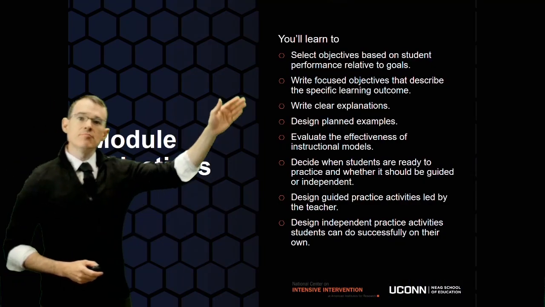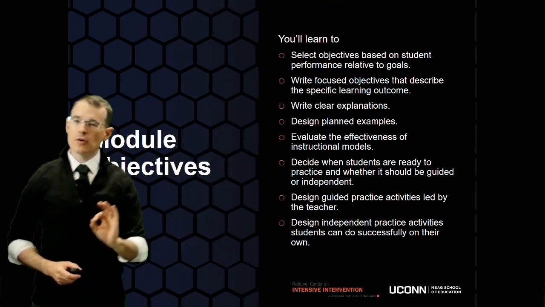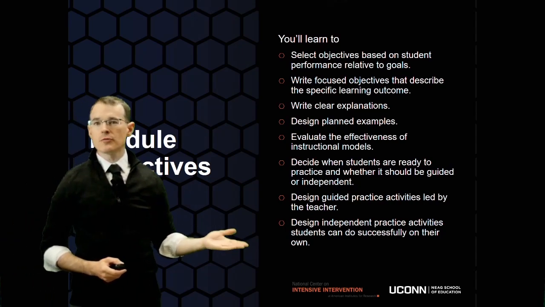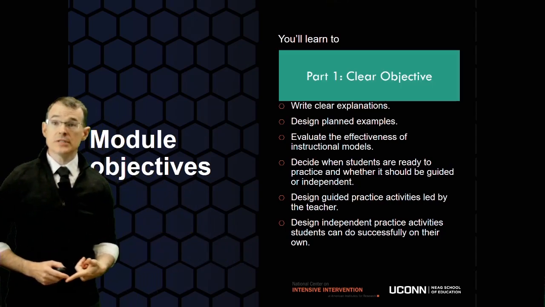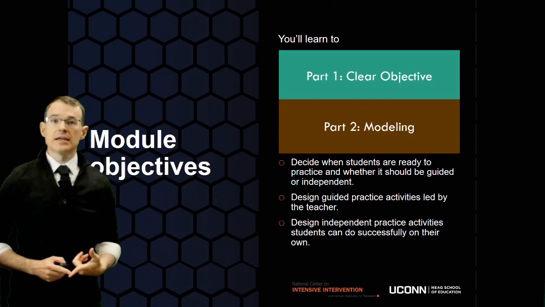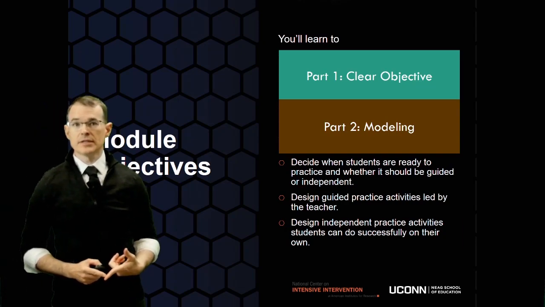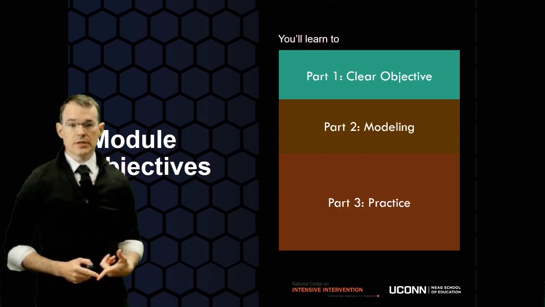This module has many objectives, but I'm going to lay them out for you in a simple way. There are three real areas we're going to talk about. First, how to select a clear objective. Second, how to model for students. And third, how to practice with students.